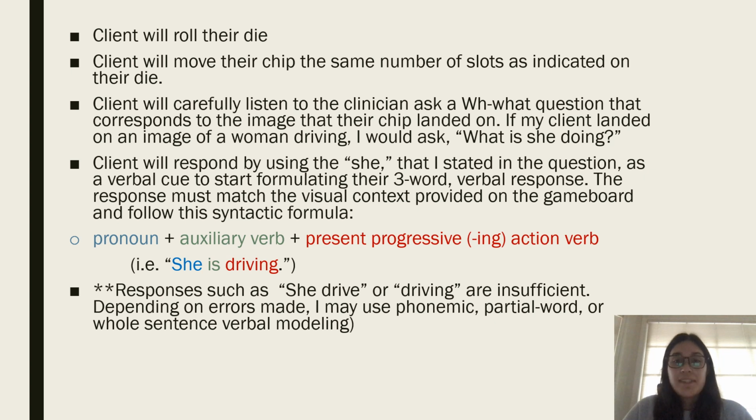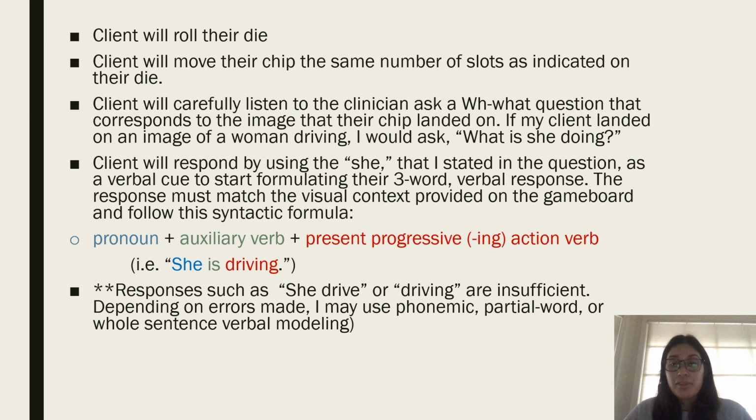So, once I'm seated beside my client, I will begin by explaining the rules and providing an example. First, my client will roll her die and then move her chip the same number of slots as indicated on her die. Next, she will listen to me ask a WH question that corresponds to the image that her chip landed on. For instance, if my client landed on an image of a woman driving, I would ask, "What is she doing?" My client would have to use the she that I stated in the question as a verbal cue to start formulating her 3-word verbal response.